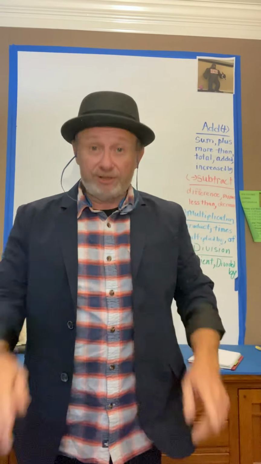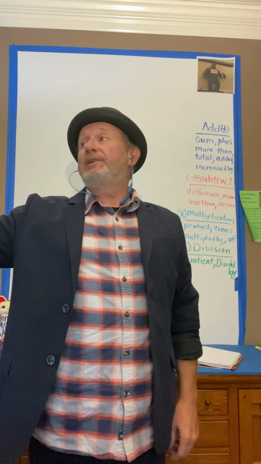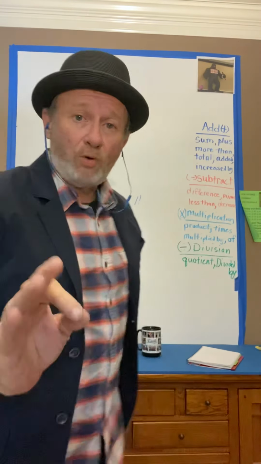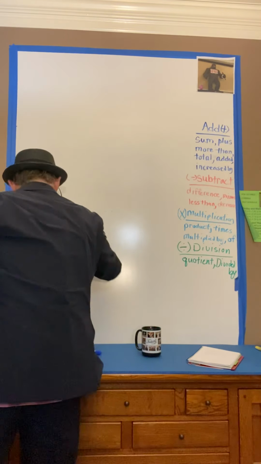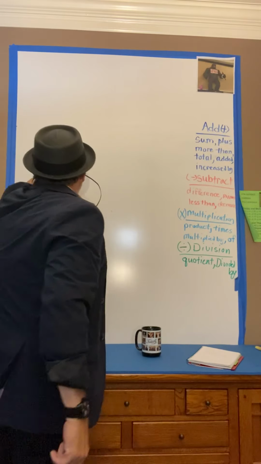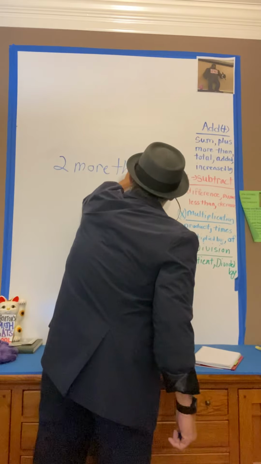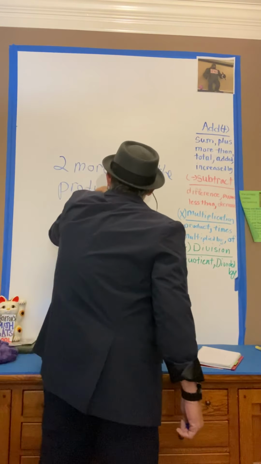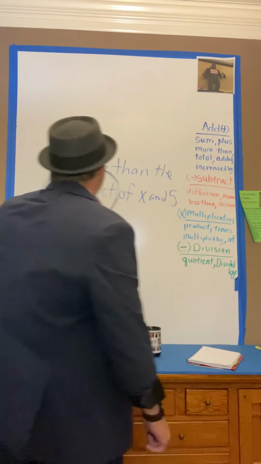One more time. Whenever you see the word than, what's on the back goes to the front, and what's on the front goes to the back. So what's an example of that? Let's say I have 2 more than the product of x and 5.